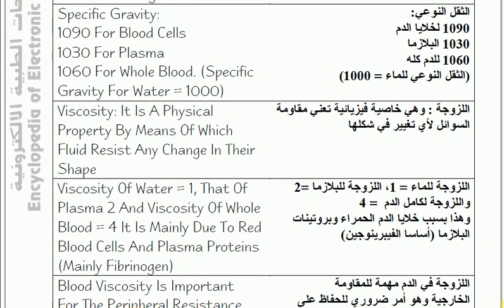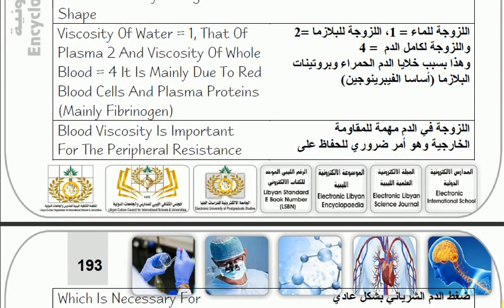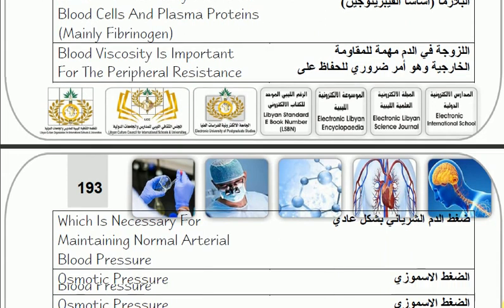Viscosity. It is a physical property by means of which fluid resist any change in their shape. Viscosity of water equals 1, that of plasma 2, and viscosity of whole blood equals 4. It is mainly due to red blood cells and plasma proteins, mainly fibrinogen. Blood viscosity is important for the peripheral resistance which is necessary for maintaining normal arterial blood pressure.